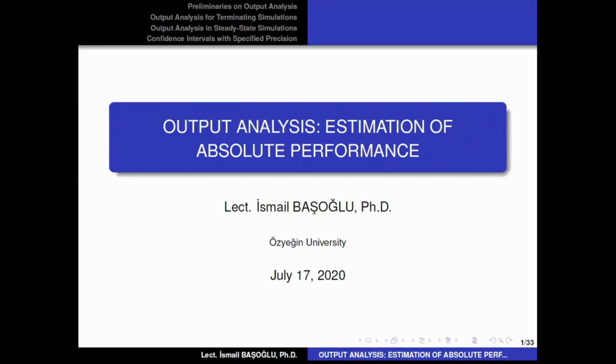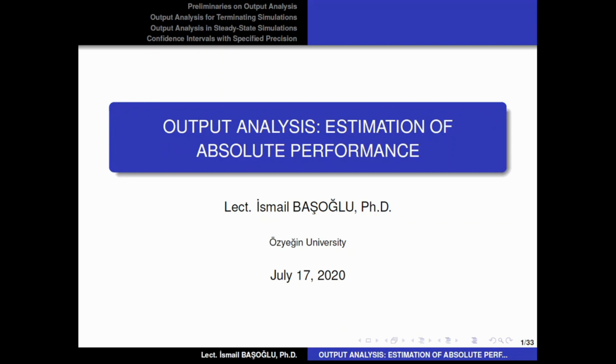Okay, so we are going to talk about the output analysis in the last part of this lecture. When we run the simulation model of a system and we try only a single policy in that simulation model, then we need to estimate the output performance of that policy, of that decision that we are going to make. And that is going to be called the absolute performance of that policy.